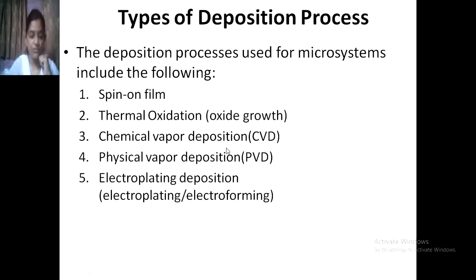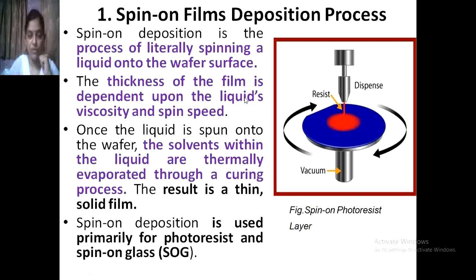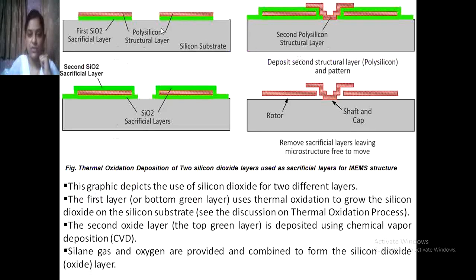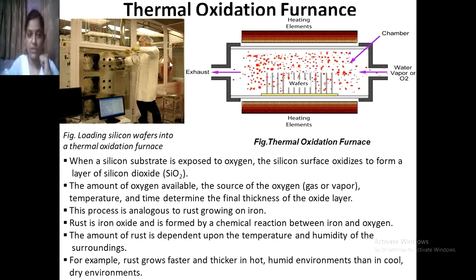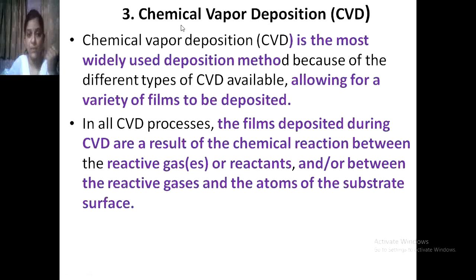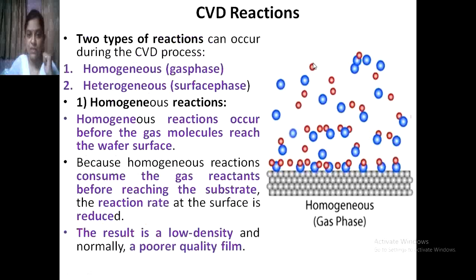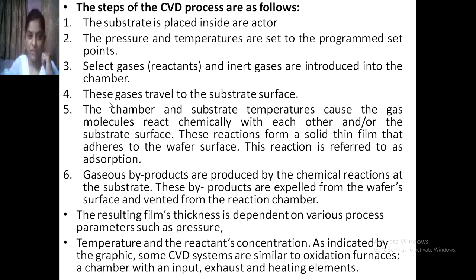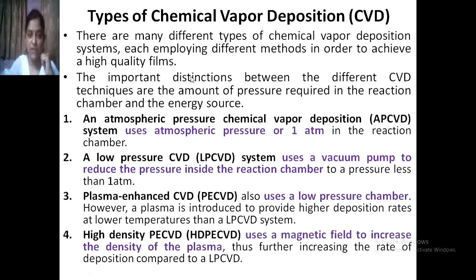So let us see the spin on film deposition process and the thermal oxidation deposition process. This is the thermal oxidation furnace. Then we saw the steps involved in the thermal oxidation process. The third type we saw is chemical vapor deposition, where we saw what is homogeneous and what is heterogeneous. Then in detail we saw the CVD process and the steps followed in it.